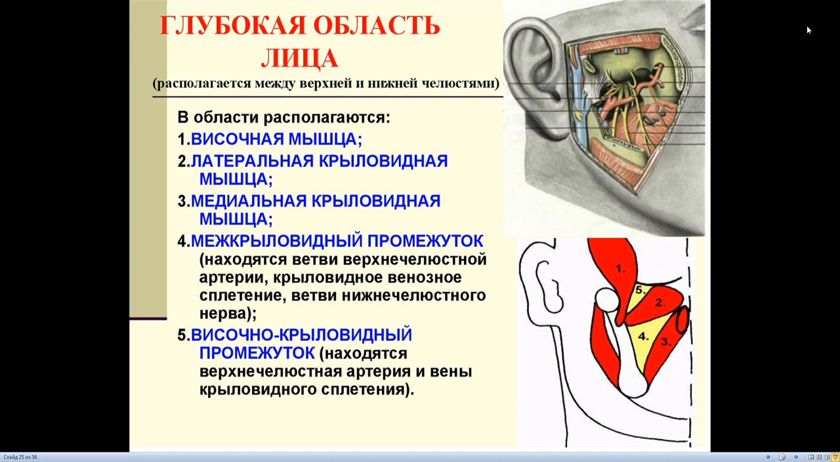Interpterygoid space communicates with temporal, pterygoid, and paranasal spaces, with the cavity of the skull through the foramen ovale and foramen spinosum, and with the floor of the oral cavity along the passage of the lingual nerve.